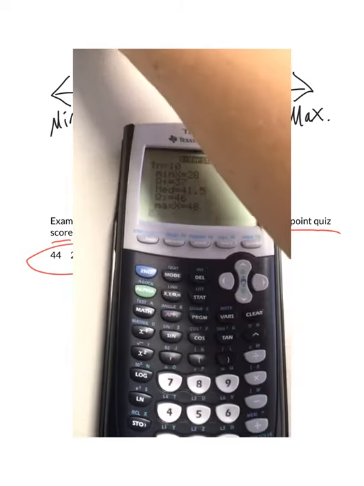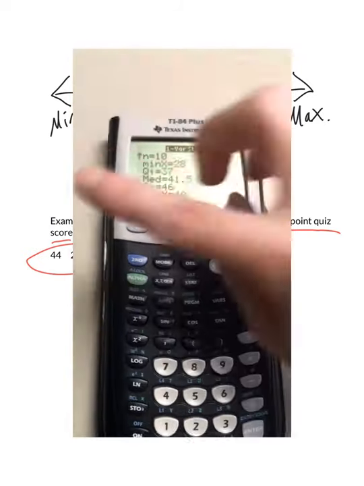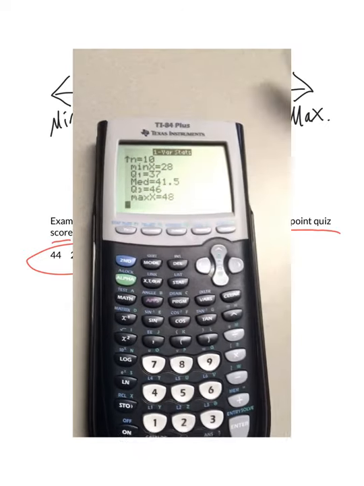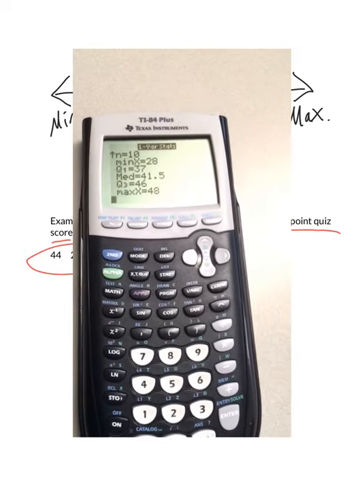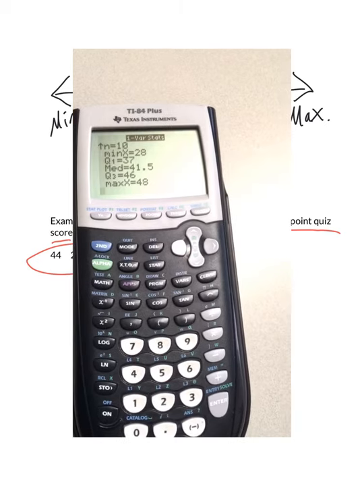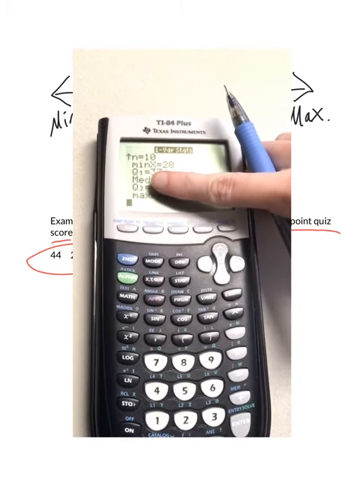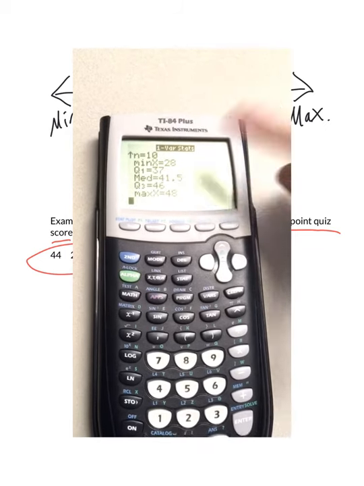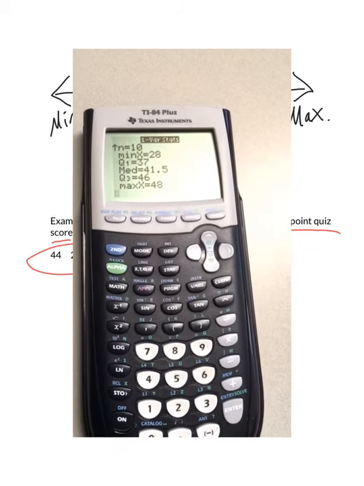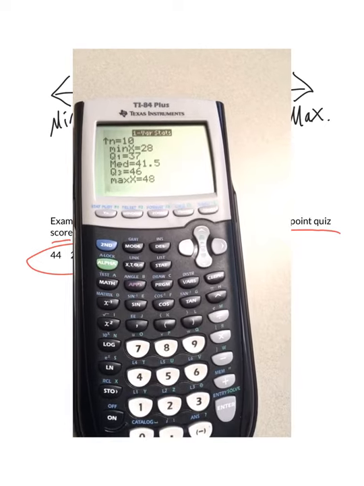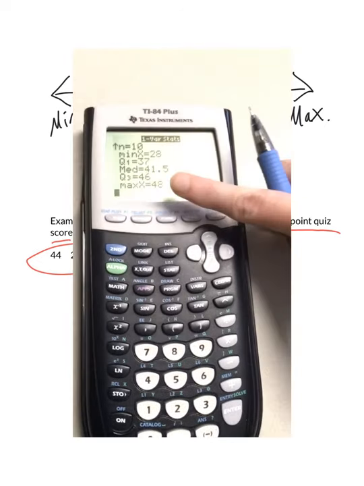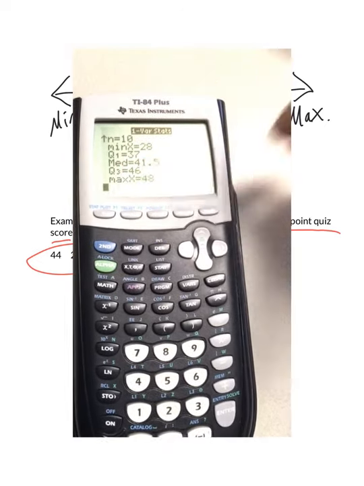So quartile 1, which is abbreviated as Q1, is 37. Quartile 2 is abbreviated as med because it's just the overall median of the data. So quartile 2, aka the median of everything, is 41.5, and quartile 3, which is Q3, is 46.